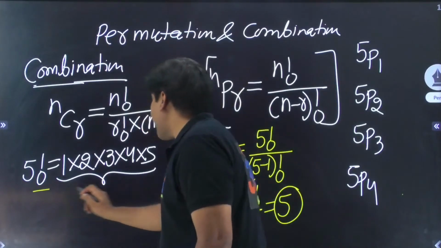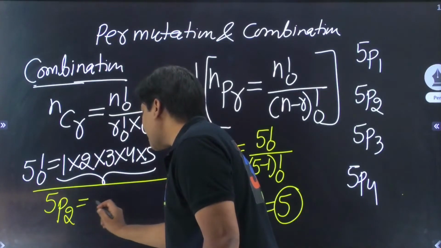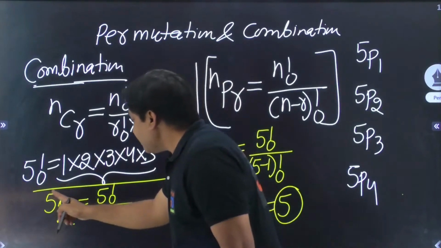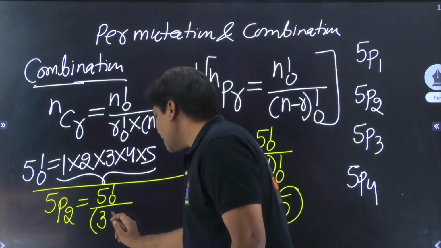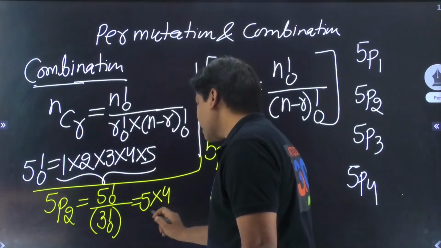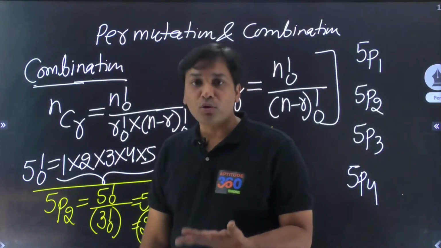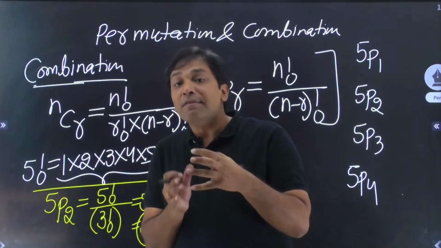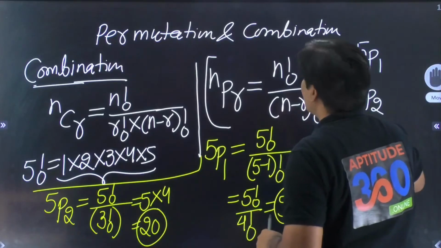Now, how do we find out the value of 5P2? 5P2, if you understand, this is 5 factorial, and in the denominator 5 minus 2 factorial, isn't it? 5 minus 2 factorial is going to be nothing but 3 factorial. And if you simplify, this is 5 into 4, which is 20. Are you getting what I'm trying to talk about? What is the meaning of saying 5P2 and what is the meaning of saying 5P1? P stands for selection and arrangement. That is the keyword that you should know.